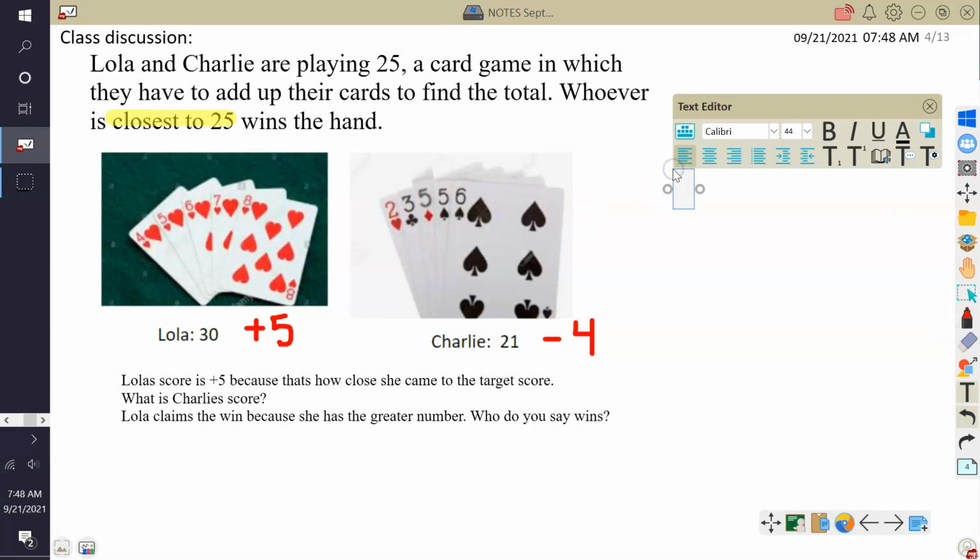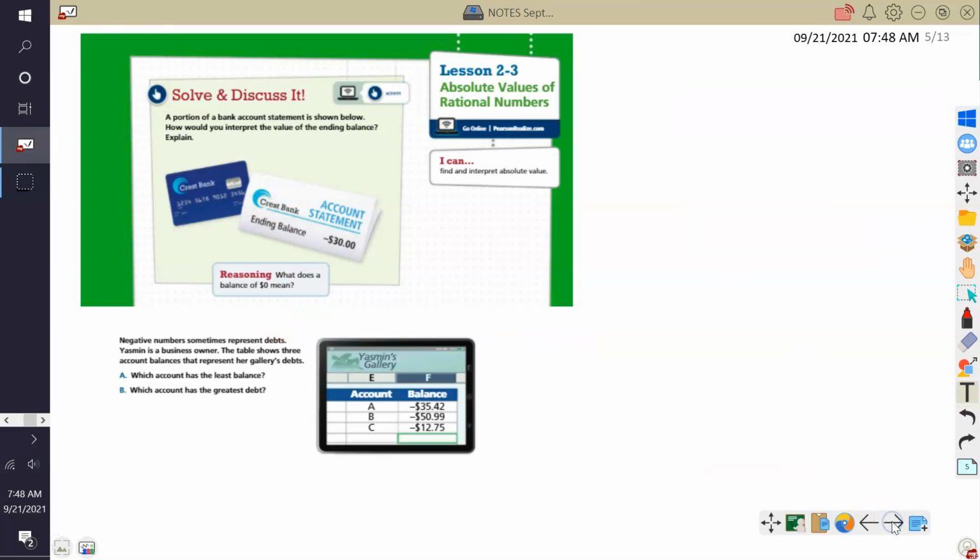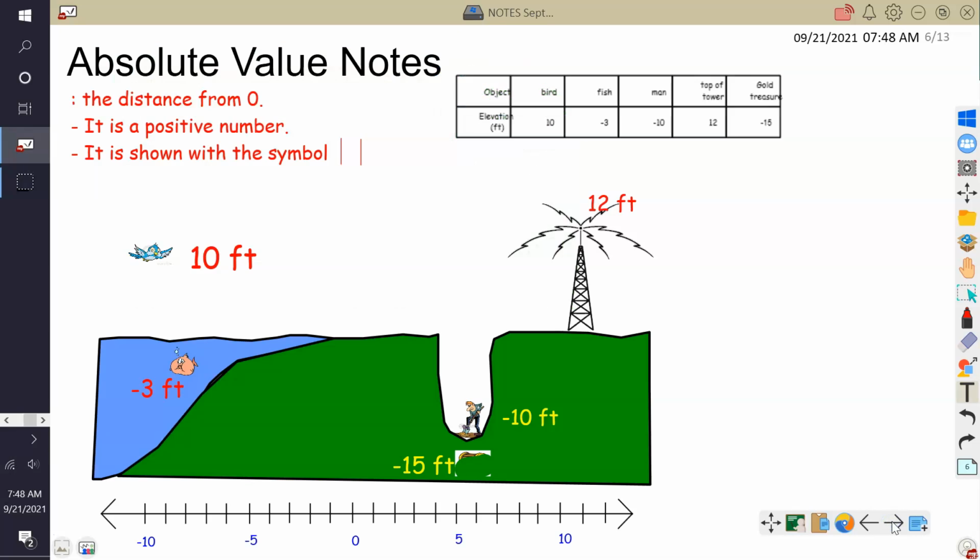So write this down somewhere. Absolute value. The definition is on the next page. I think I can just kind of write right here: the distance from 0. That's it right there. So here are notes right here. You want to write these notes here. Absolute value, very simple. Just a few notes, and then we'll put some examples on here.